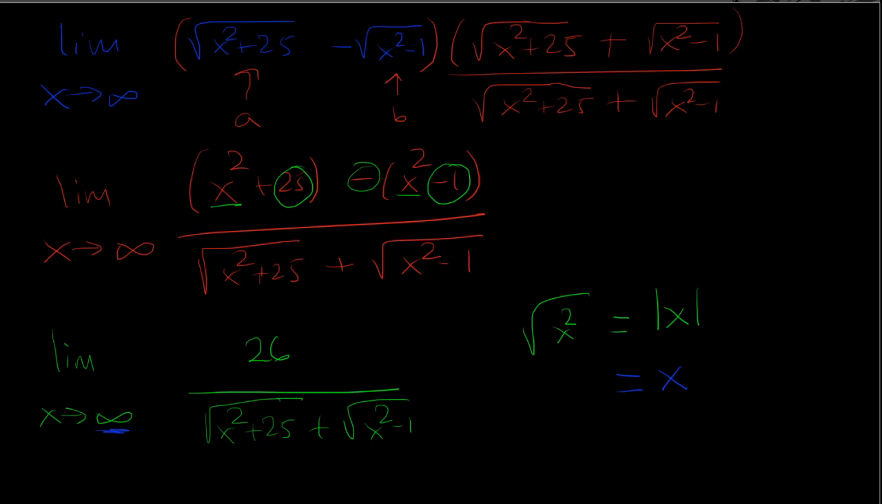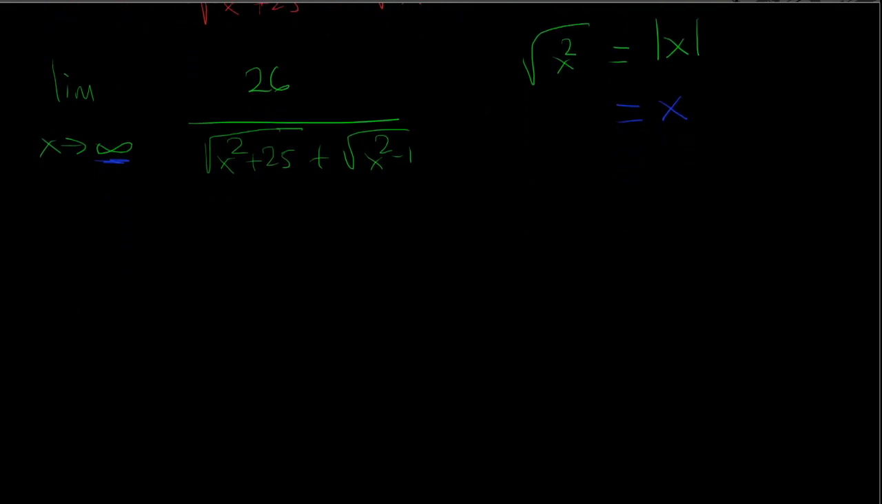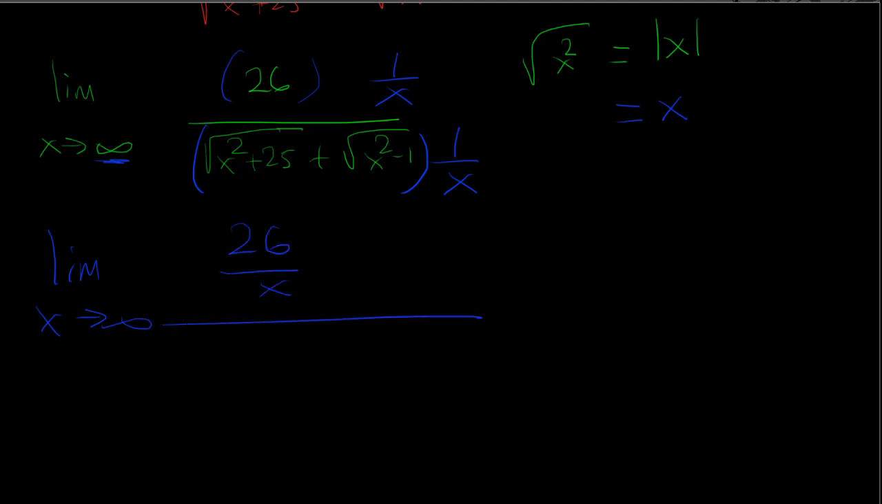Because the absolute value of a positive number is just that positive number. Okay, so going back, we could just multiply the top and the bottom by 1 over x. So I have the limit as x approaches infinity, 26 over x, and now the 1 over x can go inside the square root as 1 over the square root of x squared.